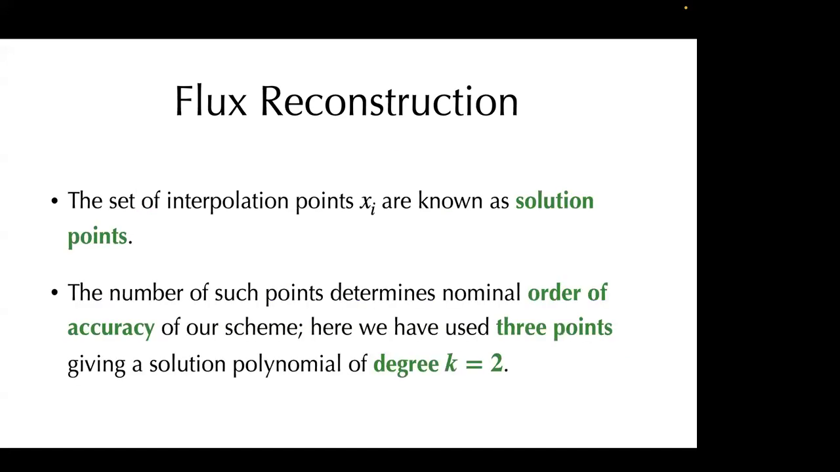These set of interpolation points are known as solution points, and the number of solution points determines the order of accuracy of our scheme. So in our case, I've used 3 points. That gives me a second order polynomial, and so nominally we expect the scheme to be third order accurate in space.